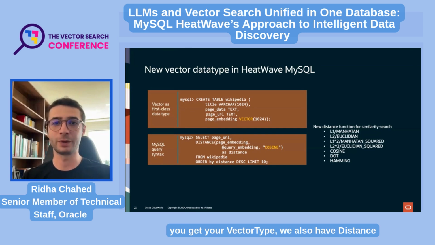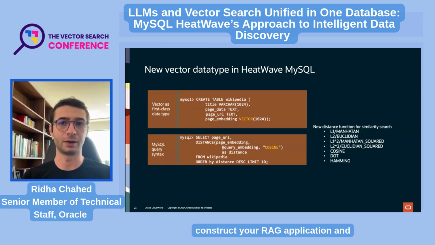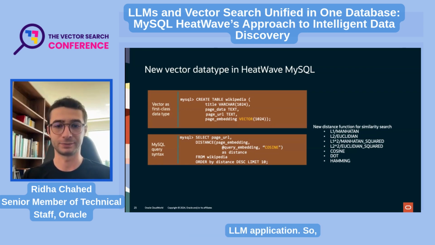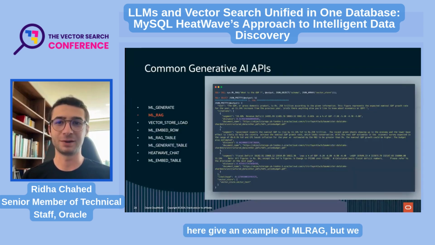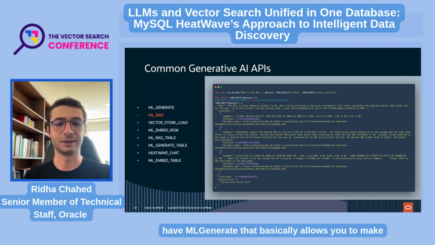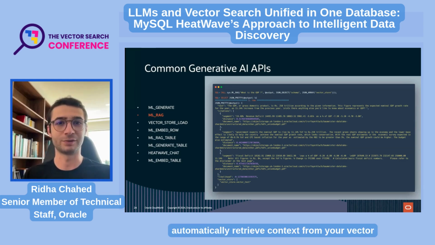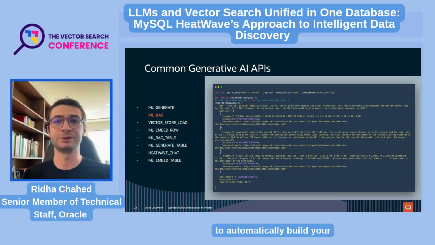Once you get your vector type, we also have a distance function that allows you to do similarity search and construct your RAG application and all the applications that are needed for an LLM application. Here I give an example of ML RAG, but we have so many native SQL commands that allow you to interact with LLMs. We have ML Generate that allows you to make an LLM call to your LLM provider. We have ML RAG that allows you to automatically retrieve context from your vector stores and get your answer from the LLM. And we have many other APIs that allow you to automatically build your vector store and build your AI application.